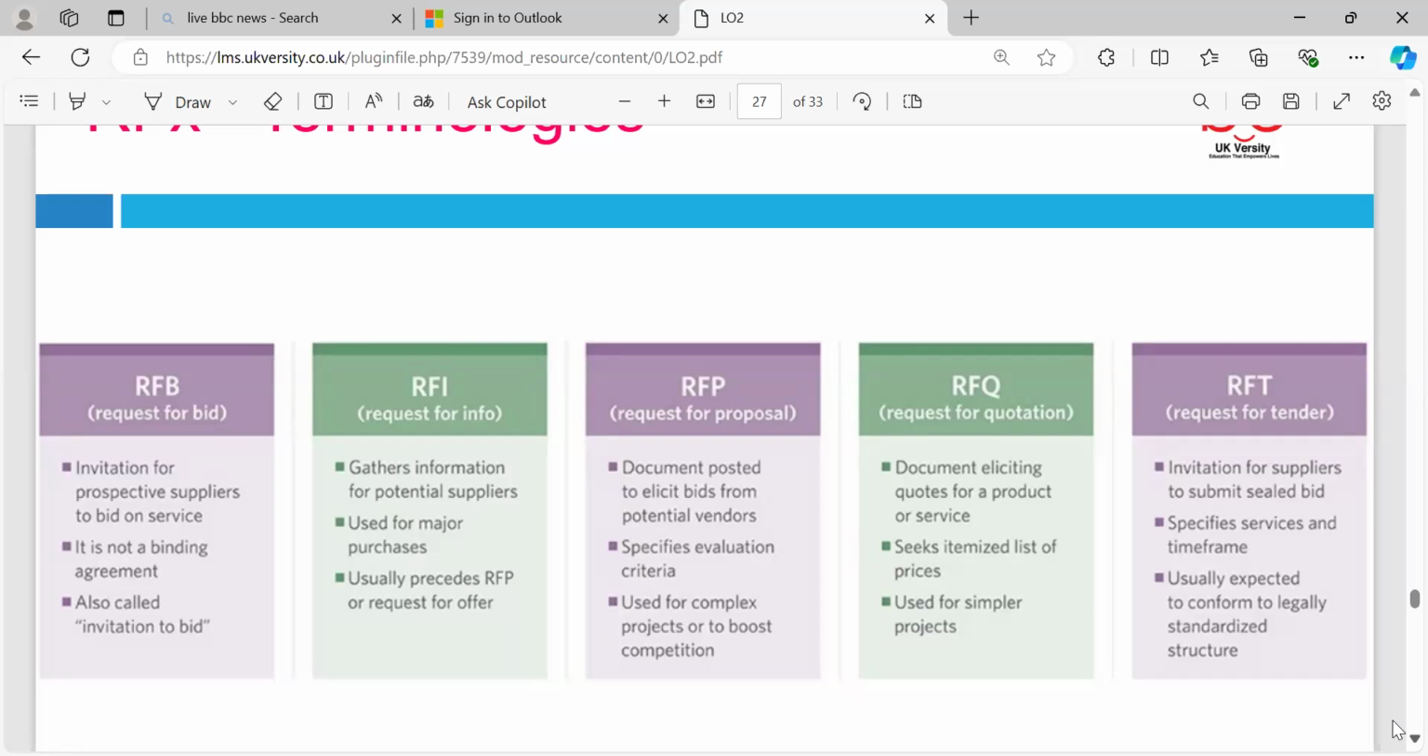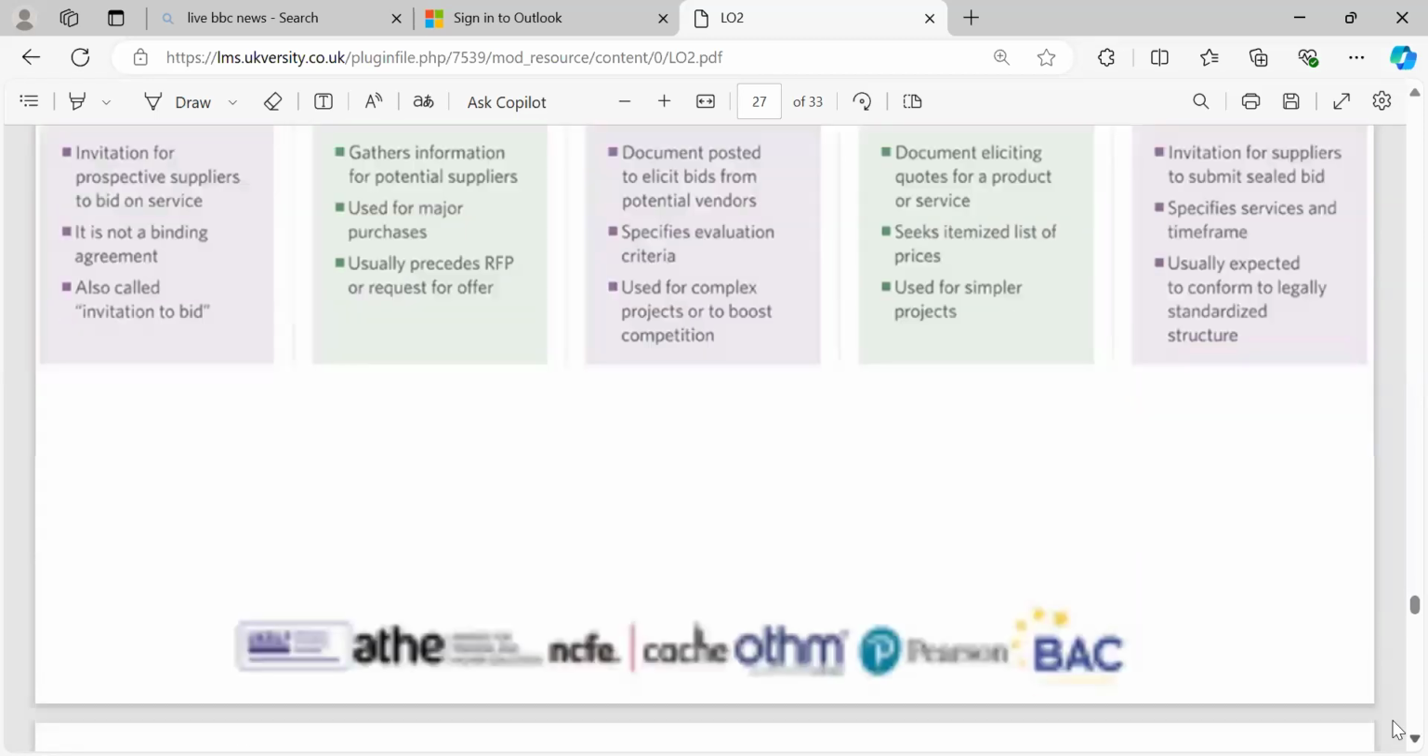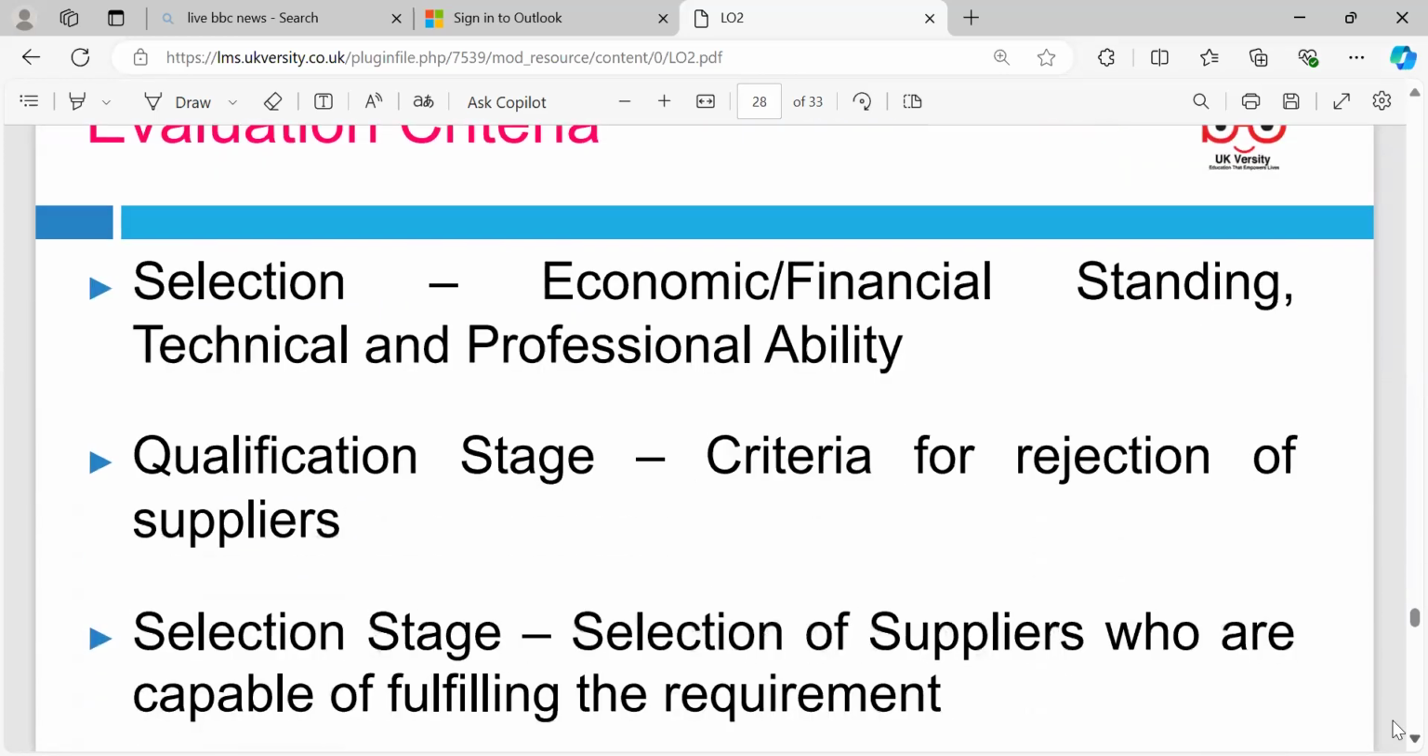Specify evaluation criteria and use the complex projects to boost the competition. RFQ, which is a request for quotation, is a document with the code of the product and service sheet and an itemized list of prices. RFT, which is a request for tenders, invites suppliers to submit a bid, specifies the requirements and time frame, and usually has an expected, commonly and legally standardized structure. We need to be very careful here to meet the legal requirement.